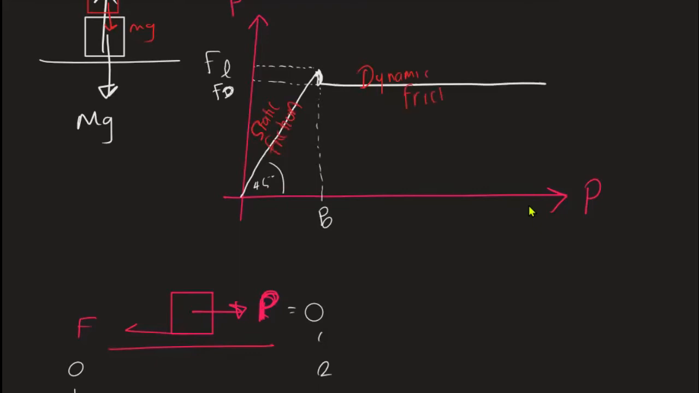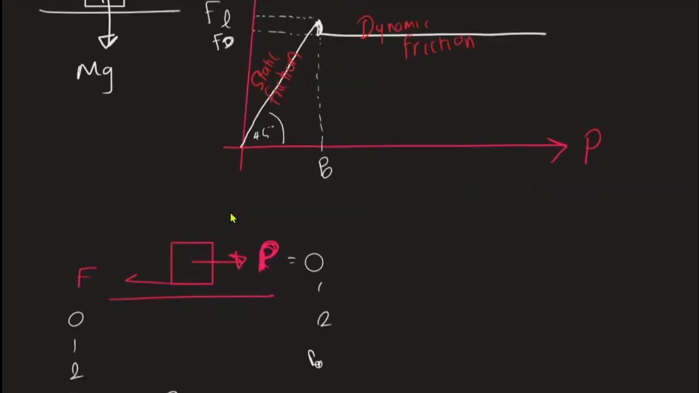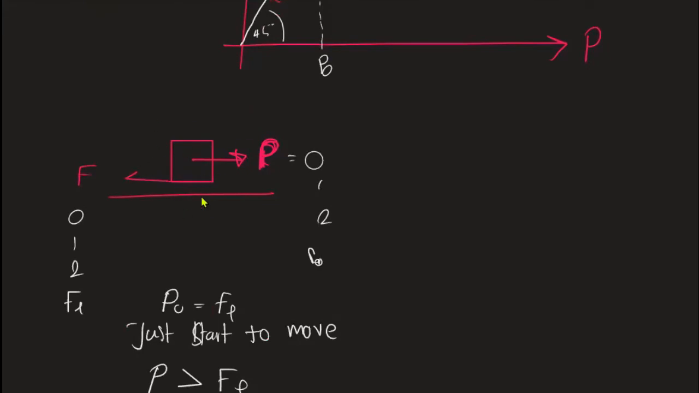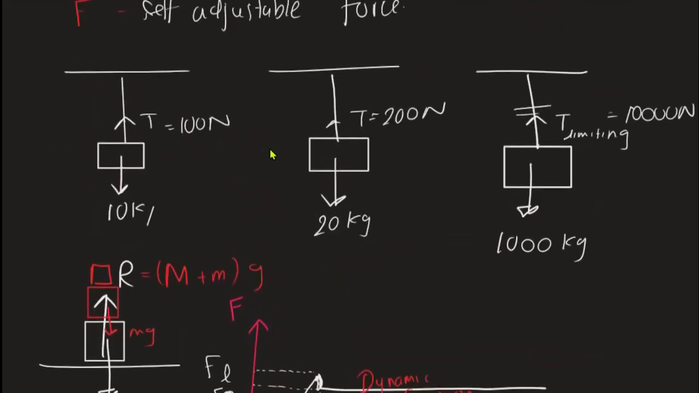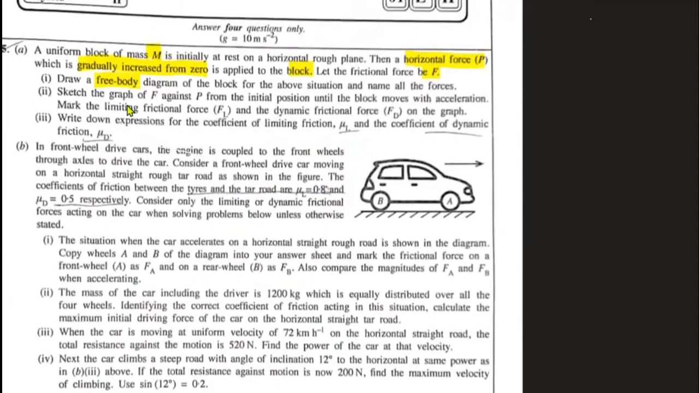Why do we call them that? Because in this region, the object is moving. It is in dynamic motion. So the friction acting at that moment is dynamic friction. At this region, the object is not moving. It is static. It is still. So therefore, the friction that acts, we are going to call static friction. Hope you understood that. We have discussed that now. So that is also done. So we have drawn this thing, and this is also done.